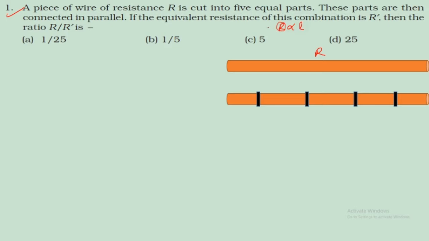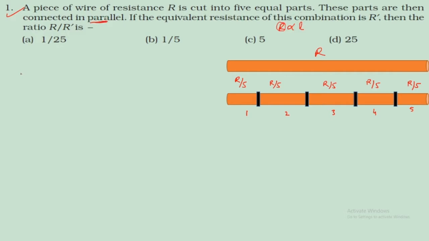Now the wire is cut into 5 equal parts. That means this is part number 1, 2, 3, 4 and 5. So the resistance of each part becomes R upon 5. All resistances become R upon 5 for each part. These parts are connected in parallel.